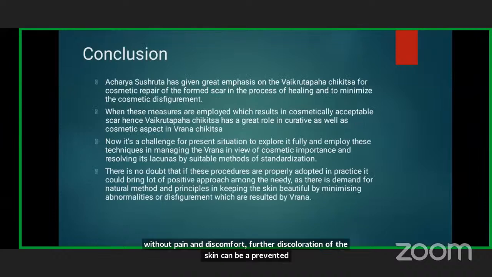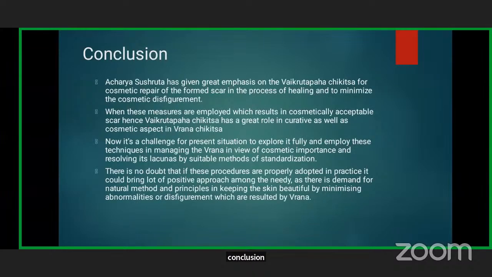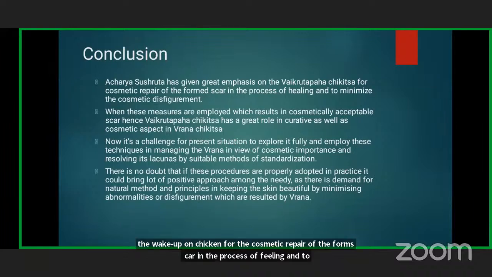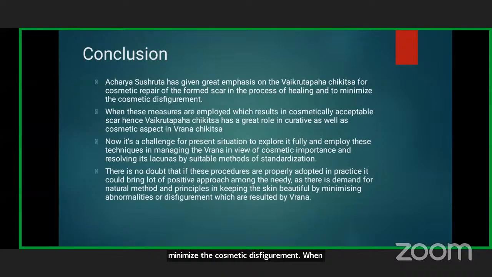Conclusion: Acharya Sushruta has given great emphasis on the Vaikrutapaha Chikitsa for the cosmetic repair of the formed scar in the process of healing and to minimize the cosmetic disfigurement. When these measures are employed, which result in a cosmetically acceptable scar, Vaikrutapaha Chikitsa has a great role in the curative as well as the cosmetic aspect in Rana Chikitsa.